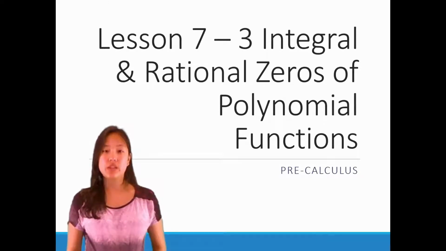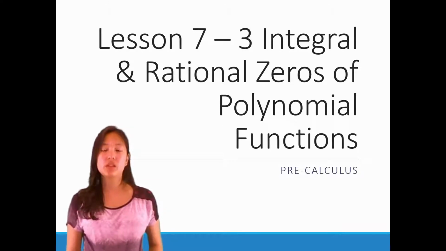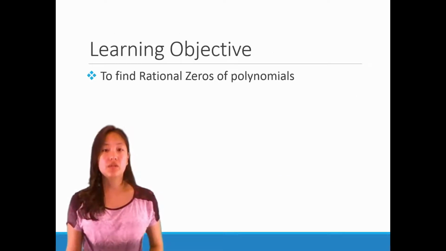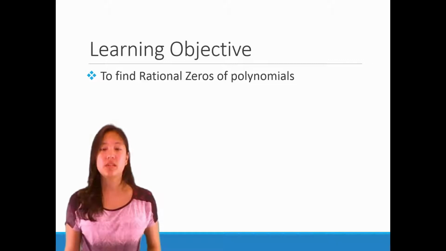Lesson 7.3 is on integral and rational zeros of polynomial functions. The learning objective for this first part is to find rational zeros of polynomials.